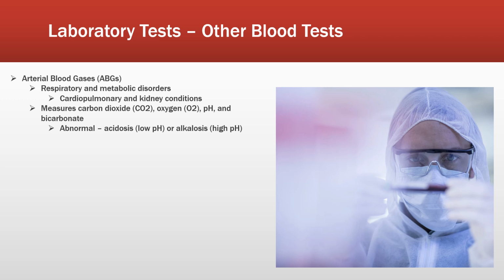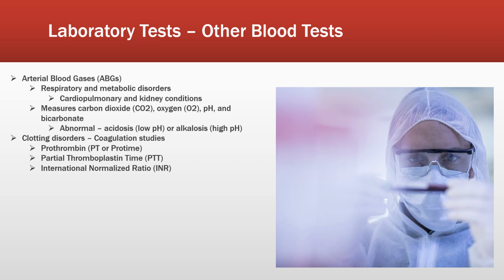Those patients with a history of a clotting disorder with a previous thrombus formation or those currently on blood thinner medications will routinely have coagulation studies performed. Prothrombin, also abbreviated PT or ProTime, partial thromboplastin time, or PTT, and international normalized ratio, or INR, will be ordered on an ongoing basis for these patients. Patients with other metabolic disorders will also have regular blood tests ordered.